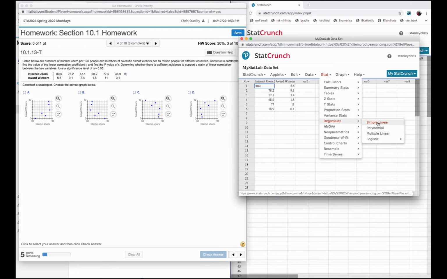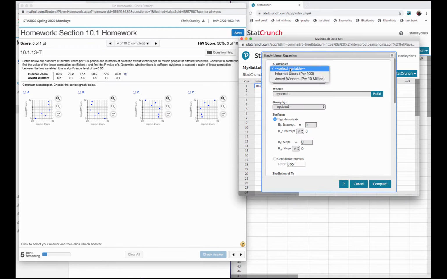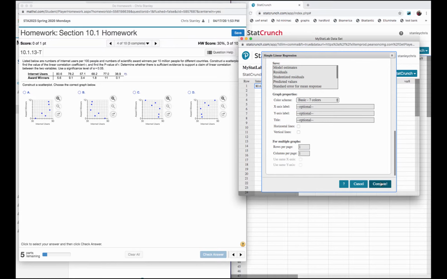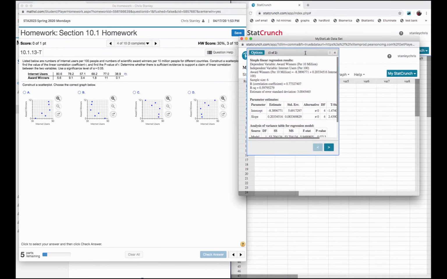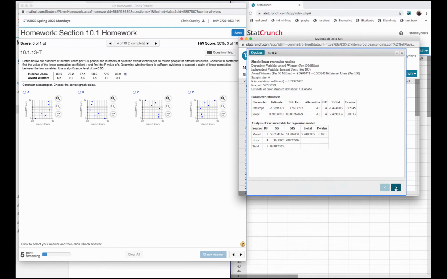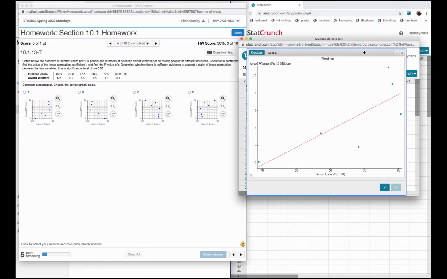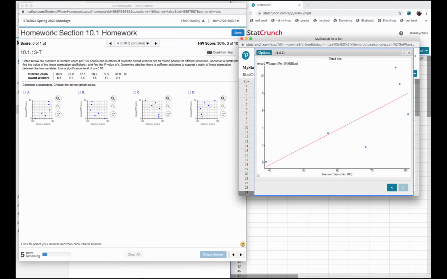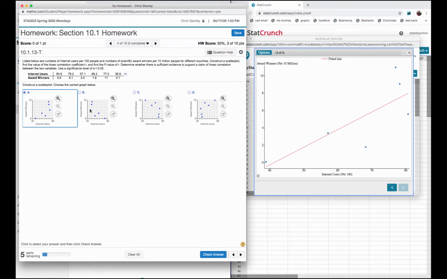So regression, simple linear. Always change this to the first thing and the Y to the second. We don't have to worry about anything there, just compute. Now let's take a look at what the graph looks like. Okay, so I got these 3 dots here, a dot here. So it sort of looks like this graph right here. This looks like the same thing, negative, nope, and nope. So this is definitely it.